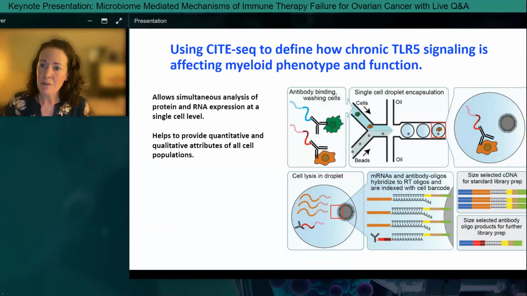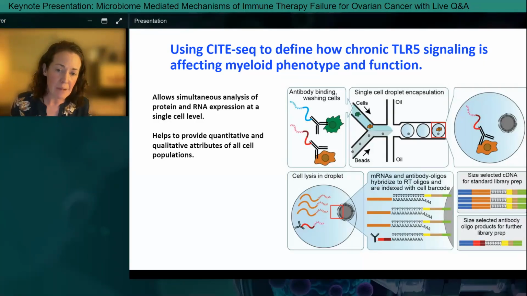We wanted to dig into this a little bit more deeply, and so we used an approach called CITE-seq to define how chronic TLR5 signaling is actually affecting these myeloid cells. And so we used the in vitro culture approach, again, in the absence of tumor-associated factors, so that we could directly test the effects of chronic flagellin stimulation when these cross-presenting dendritic cells are being expanded. CITE-seq allows simultaneous analysis of protein and RNA expression at a single cell level, really helping to provide quantitative and qualitative attributes of all cell populations within a given setting.